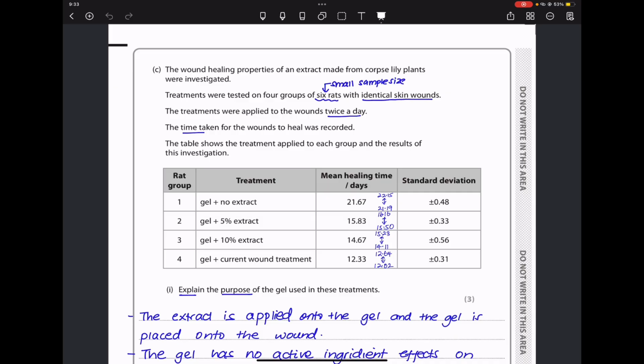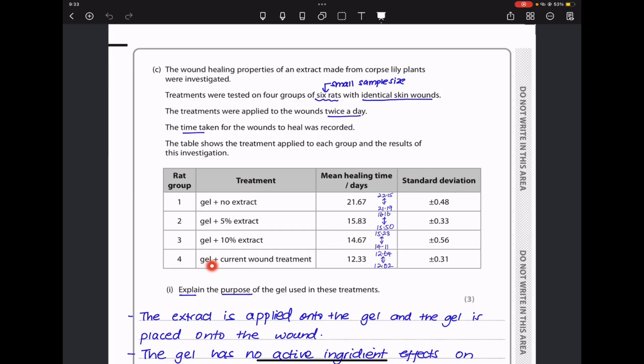So from the table, we see results when a gel is used and no extract. Then there is a gel being used and 5% extract. A gel being used with 10% extract. So we can see an increase in concentration, 0%, 5%, 10%. And then if we look at the results, as the concentration increases, the mean healing time decreases.